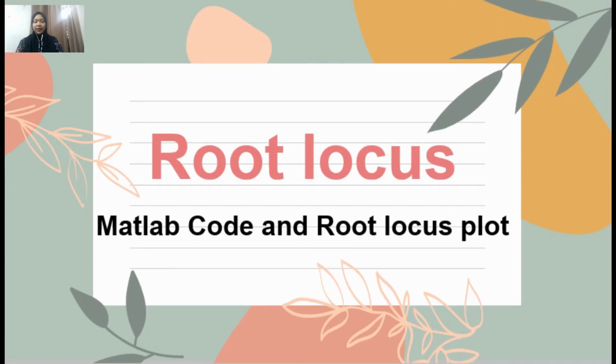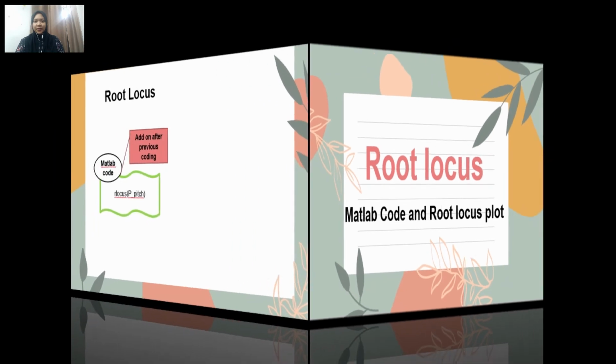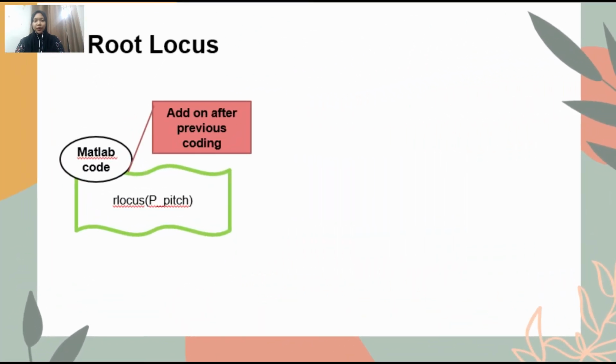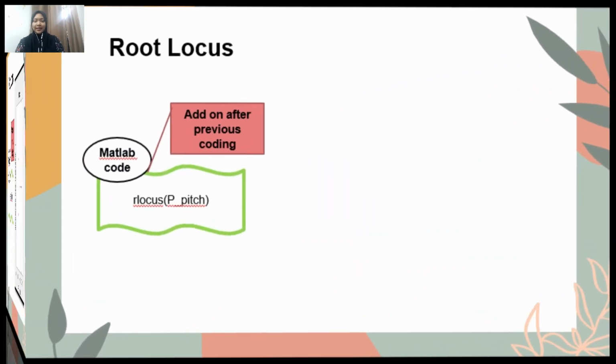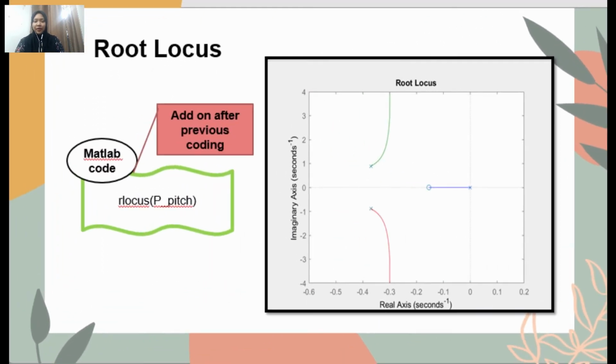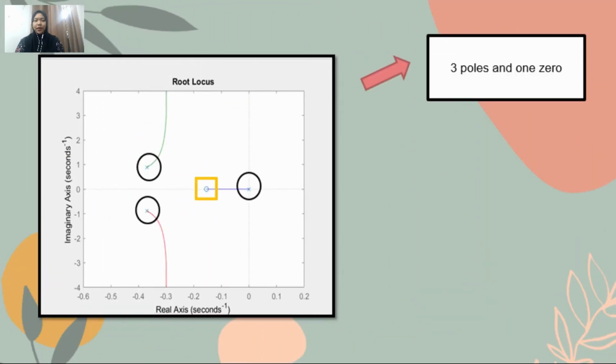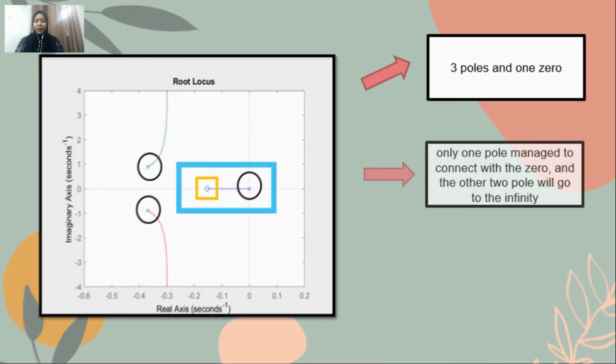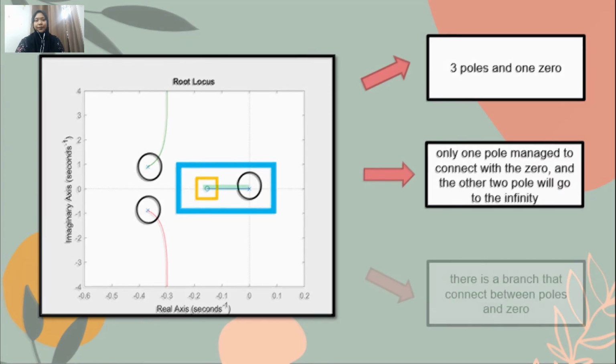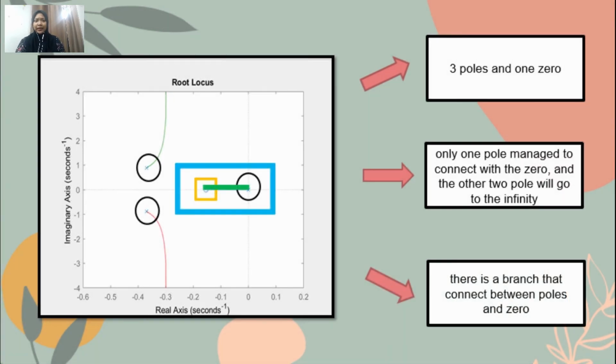Hi, I'm Nuraina and I'm going to continue with the root locus and closed loop system. This is the continuous MATLAB code for root locus and this is the plotted graph. In the graph we can see there are 3 poles and 1 zero. However, only one pole goes to the zero and the other 2 poles will go to infinity. There is also a branch in this root locus graph.